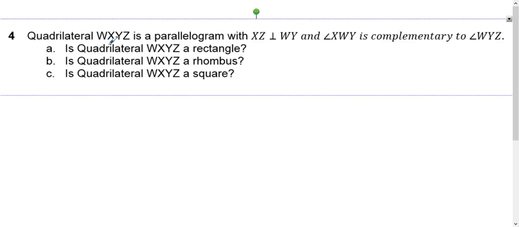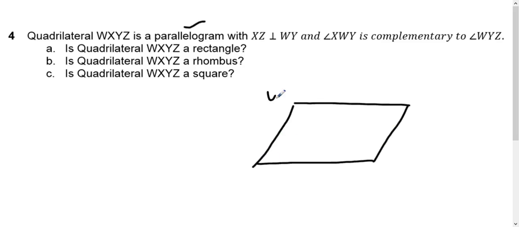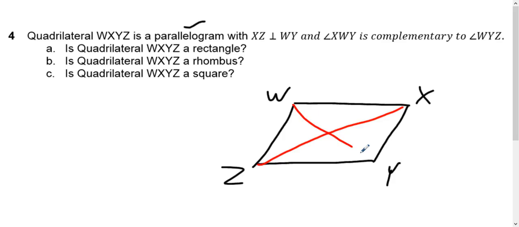Quadrilateral WXYZ is a parallelogram. So let's draw a parallelogram. W, X, Y, Z. XZ, the diagonal, is perpendicular to WY. So if those are perpendicular, those are the diagonals, that means it's a rhombus. Even though it doesn't look like a right angle, I'm going to say it is. That is a rhombus.